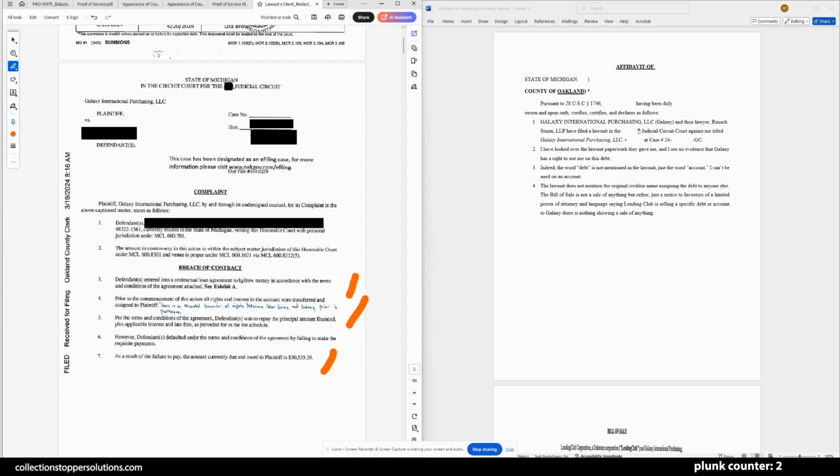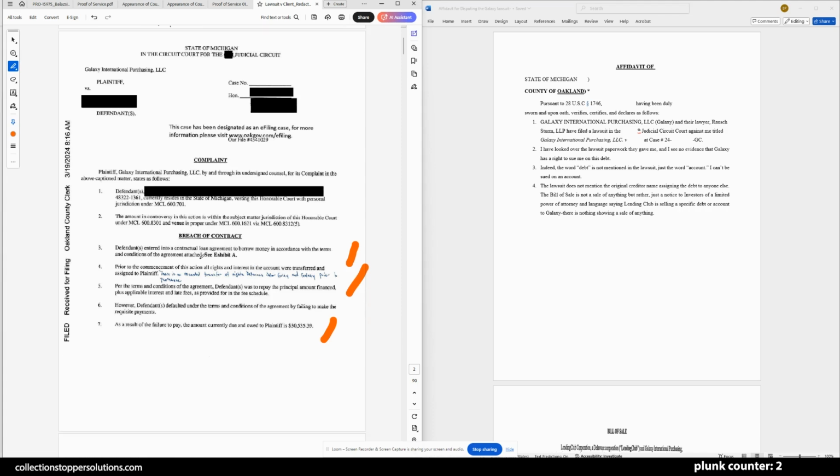It's Galaxy International. There's something that's called Galaxy International Purchasing. There's no doubt they're debt buyers, right? So that's irrelevant. They're never going to come back with the defense. We're not debt collectors. So Exhibit A is, they say, holds all the terms in the contract and everything. And then number 4 says, all rights and interests in the account were transferred and assigned to the plaintiff.